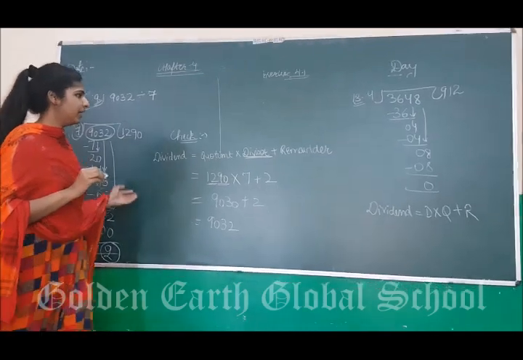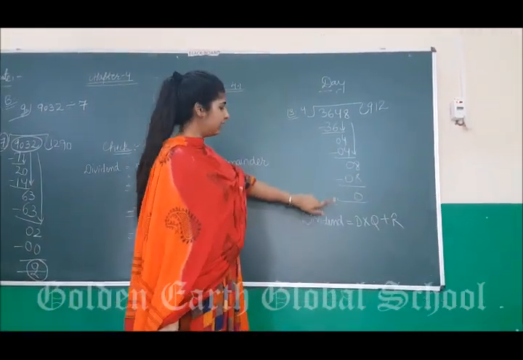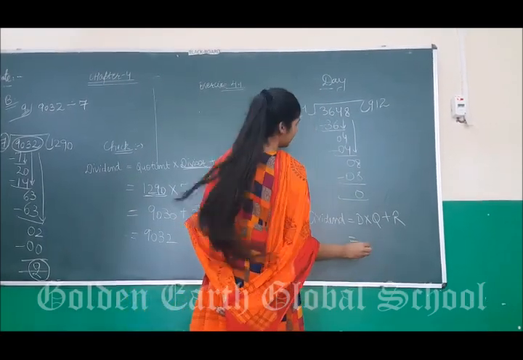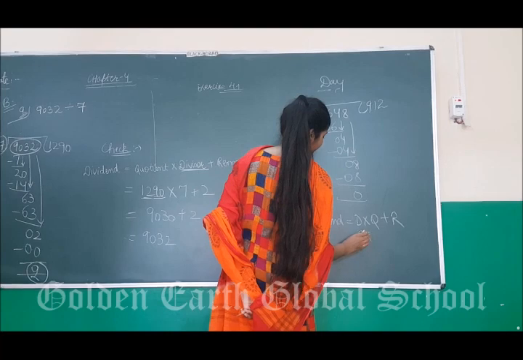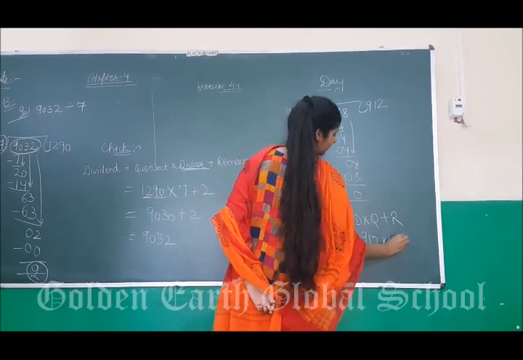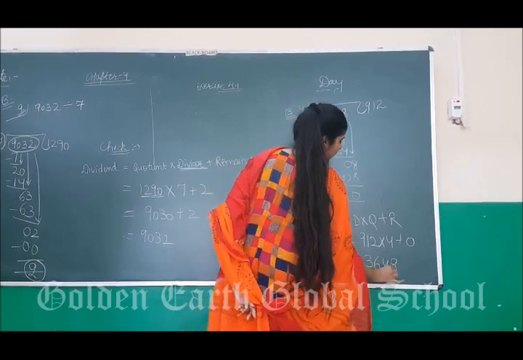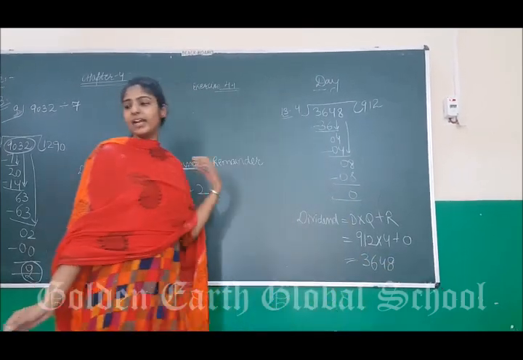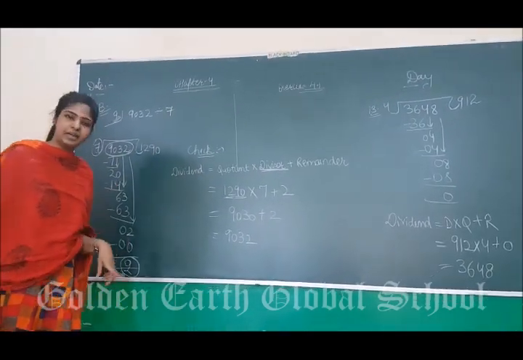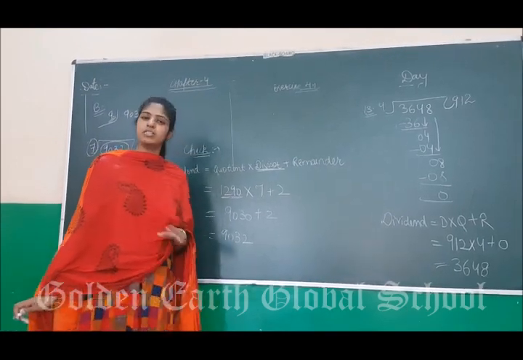Clear? Similarly in the 13th question, solve the division part. Now to check, what is the quotient, what is the divisor, 4, plus remainder 0. What did you get? 3648. So there are a total of 16 parts. You have to solve a minimum of 10 parts on your fair notebooks for your practice. Hope the concept is clear.